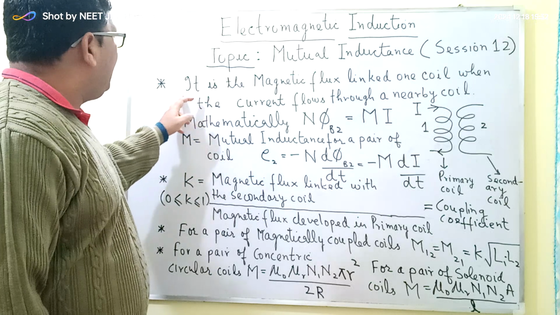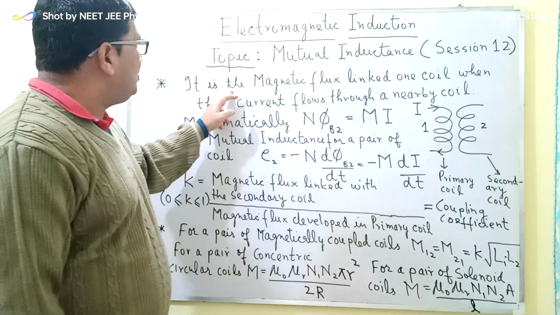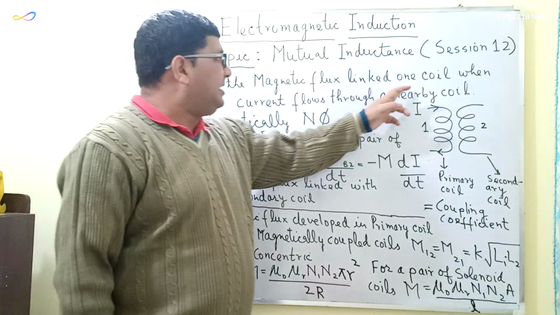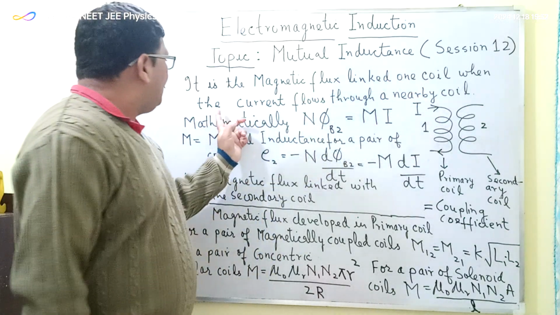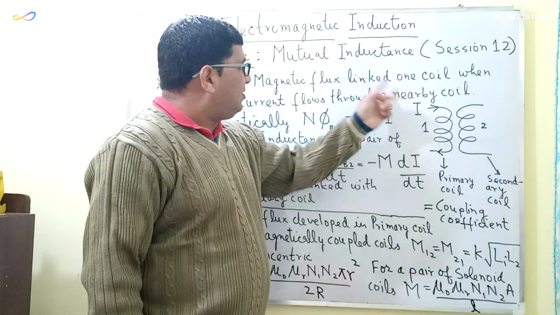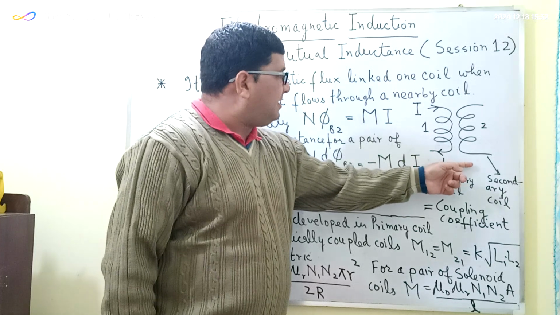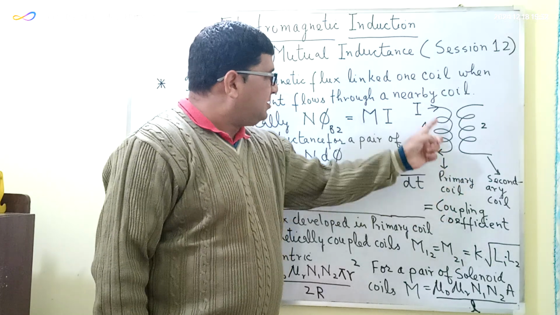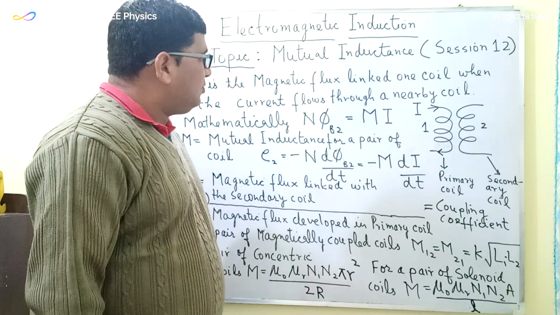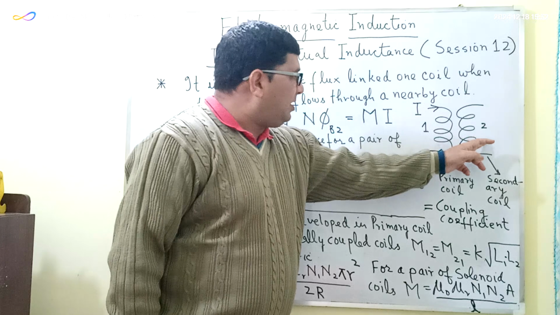So the first point is the definition of mutual inductance. The definition of mutual inductance is that it is the magnetic flux linked with one coil when the current flows through a nearby coil. To understand this definition, I have made one diagram here in which there are two coils placed near to each other. This is coil number 1, this is coil number 2.